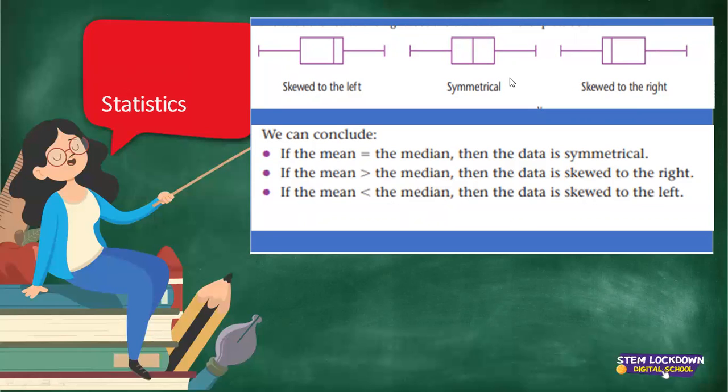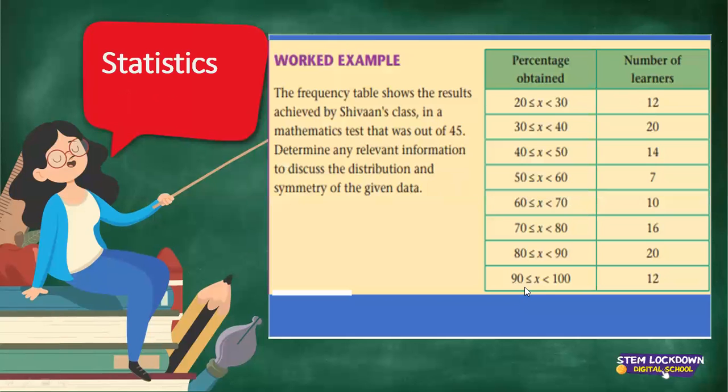Now we can conclude that if the mean is equal to the median, then the data is symmetrical. For symmetrical data, the mean equals the median. But when the mean is greater than the median, then the data is skewed to the right. And if the mean is less than the median, then the data is skewed to the left. Right, because in some of your exams, they will tell you to comment on the skewedness of the data.